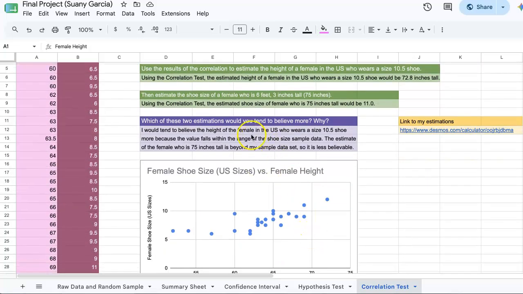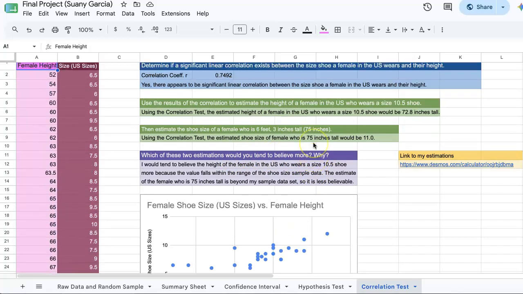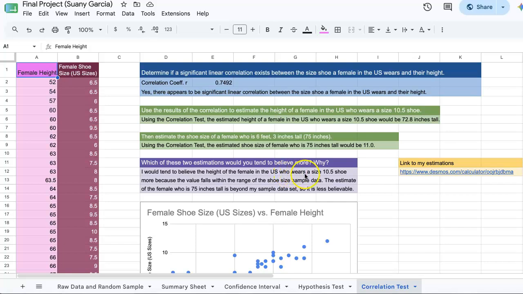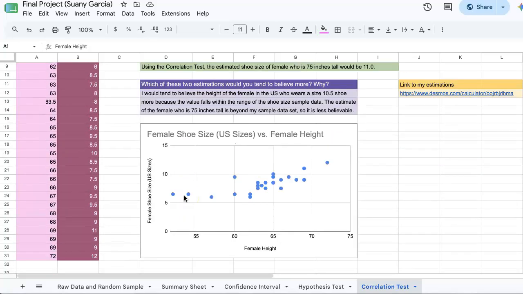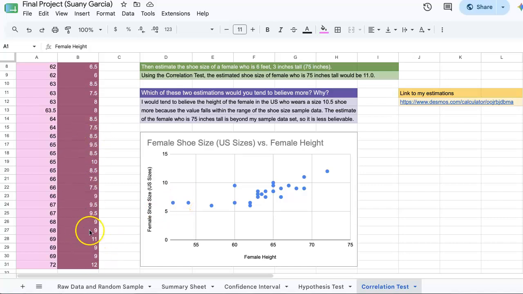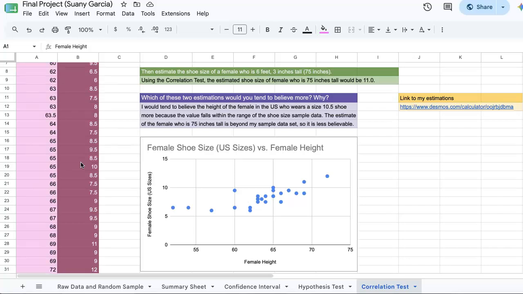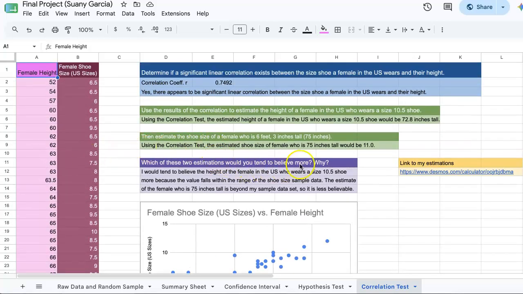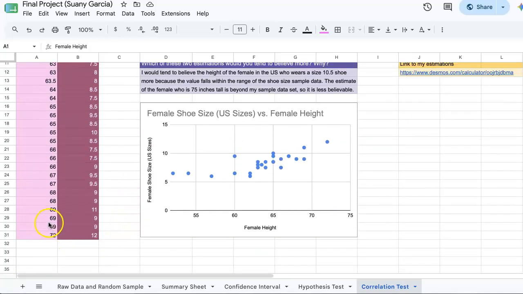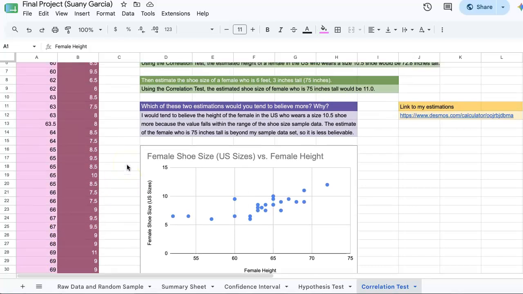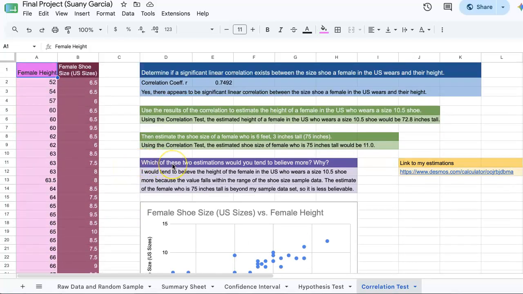And then over here, which of these estimates would you tend to believe more and why? I would believe more the female who wears a shoe size of 10.5 because that shoe size lies within our data value range. And predicting the shoe size for a female who is 75 inches tall is less reliable because 75, you can see, is outside of our data range, making that extrapolation.